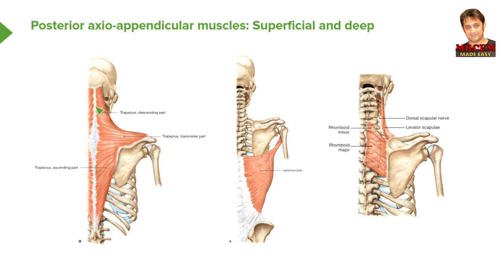We see it's running from the midline, from the spinous processes of the vertebrae, and also from a structure called the nuchal ligament that's coming from the occipital bone.